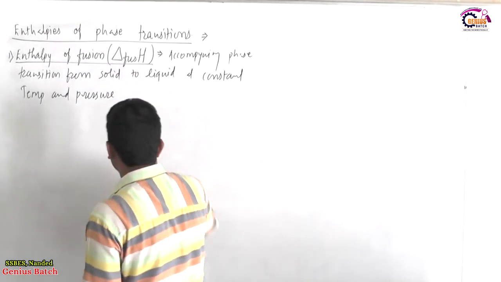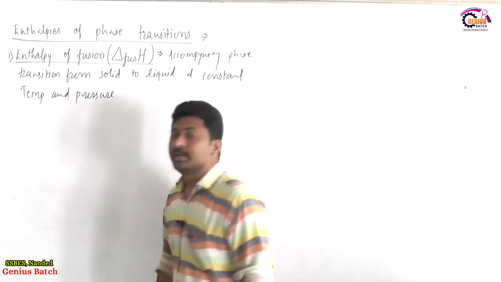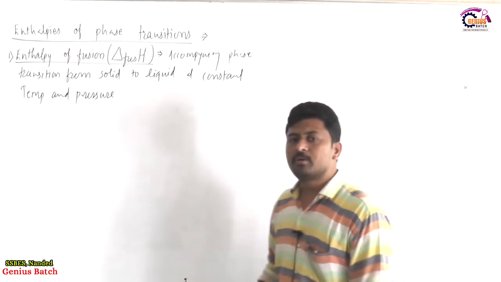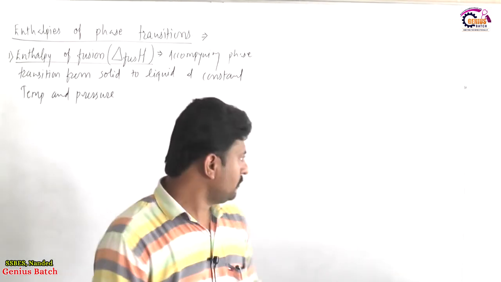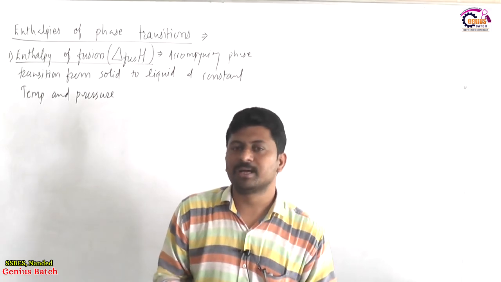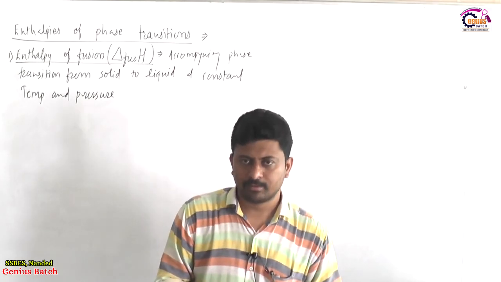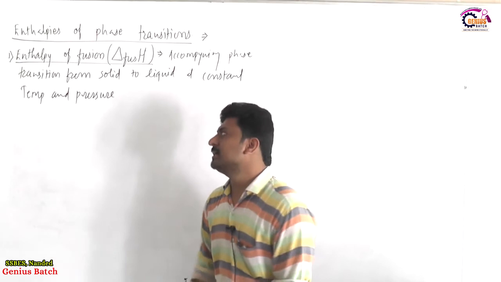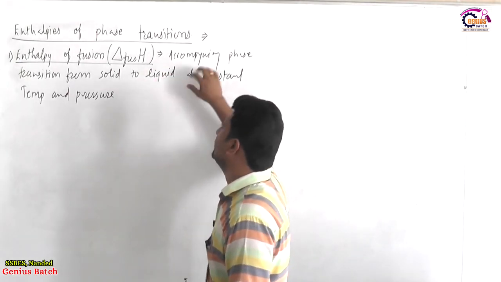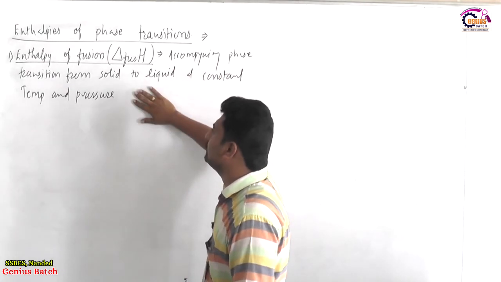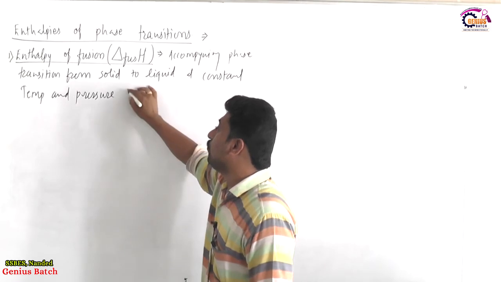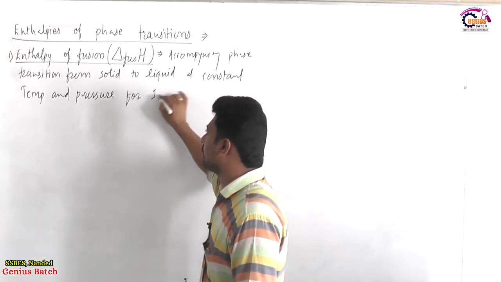Now enthalpy is an extensive property. It depends on the amount of matter present in the system. So the amount of heat given depends on how much quantity of matter is present. So we need to specify the matter also. Getting it? So for defining a standard enthalpy for any material change, we can say it is the enthalpy change accompanying transition from solid to liquid at constant temperature and pressure for 1 mole of that substance.